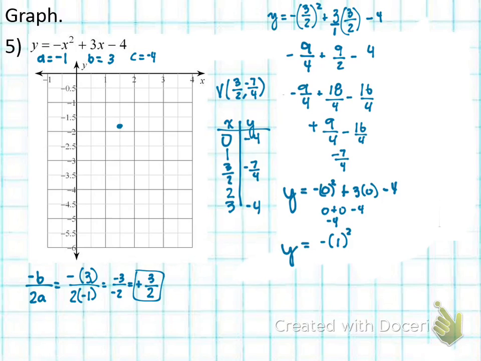You writing this down? Plus 3 times 1 minus 4. So we got 1 squared is 1 times negative sign is negative 1 plus 3 minus 4. Negative 1 plus 3 is 2. 2 minus 4 is negative 2. So we're going to put a negative 2 right here. Okay? So we have all our points.